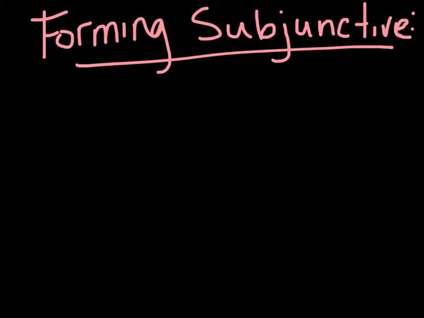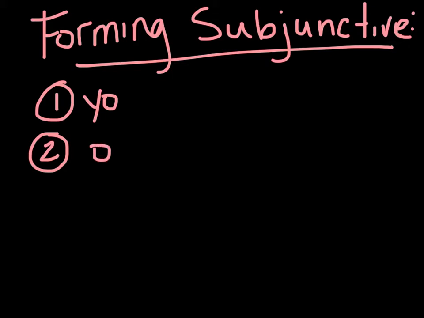So how do we form the subjunctive? Well, this process will actually look very familiar to you. Step 1, you're going to go to the yo form in present tense. Step 2, you're going to drop the O. And step 3, you're going to put your ending.